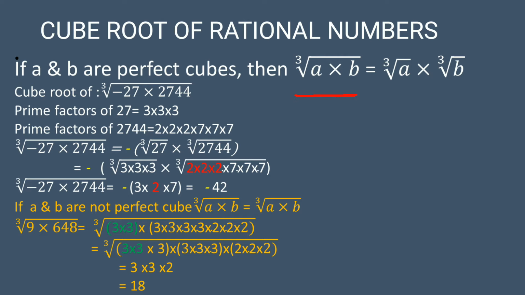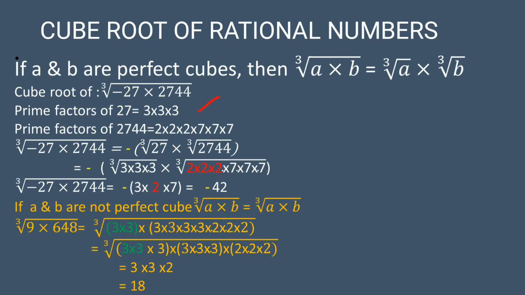Here, the cube root of a into b is equal to the cube root of a into the cube root of b. We will take one example: the cube root of minus 27 into 2744. As you know, we will make the prime factors of 27 first, and then the prime factors of 2744, and then we will write the statement once again.